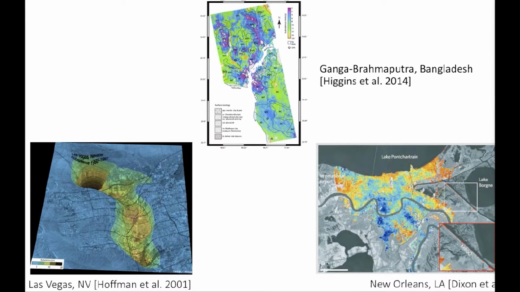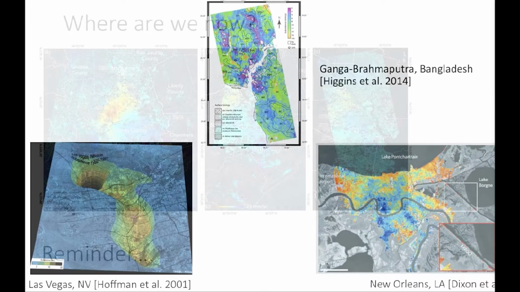And there are also other places that are dealing with subsidence. My colleague Jose, who was studying the Ganges-Brahmaputra in Bangladesh, to also answer your question earlier, yeah, definitely there's a lot of land subsidence happening in that area. Right here we also see in Las Vegas, Nevada, there's subsidence occurring, and also New Orleans, Louisiana.